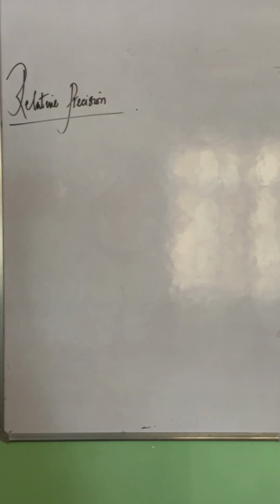This is the video lecture number 4 of the chapter Theory of Errors in Surveying. We have completed 3 video lectures and this is the 4th one. They're already up on the channel Engineers Olympiad. You can watch those videos before watching this video. So let's begin. Relative precision.